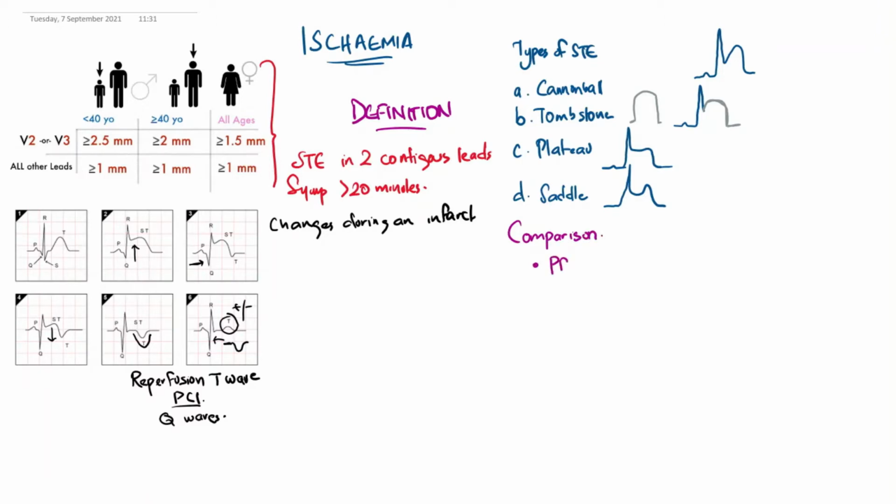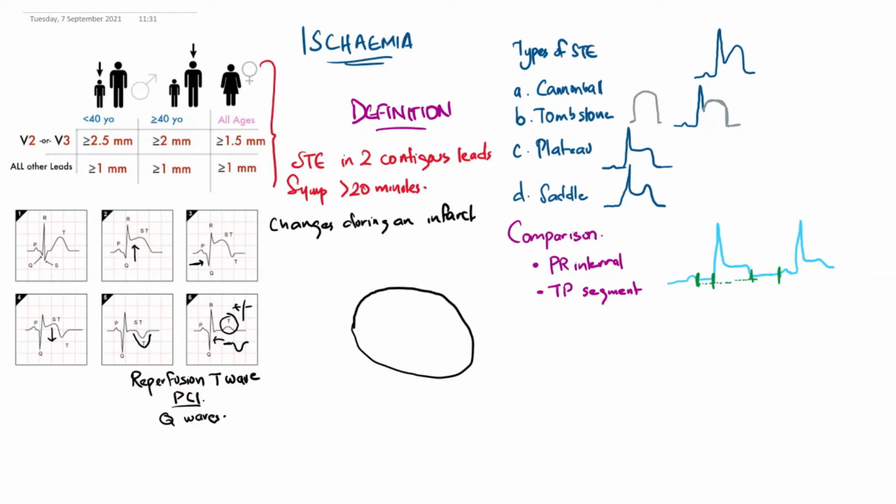Now, a good question here would be, where do you actually compare the ST segment to? Most people will tell you that you're supposed to compare it to the PR interval, but another good estimate is also the TP segment. So let's draw an ST segment elevation over here. We can see that the ST segment is higher than the PR interval, and at the same time it's higher than the TP segment as well. So you have the TP segment over here and the PR interval over here. These are two comparison baselines for you to see whether there is any ST elevation or not.